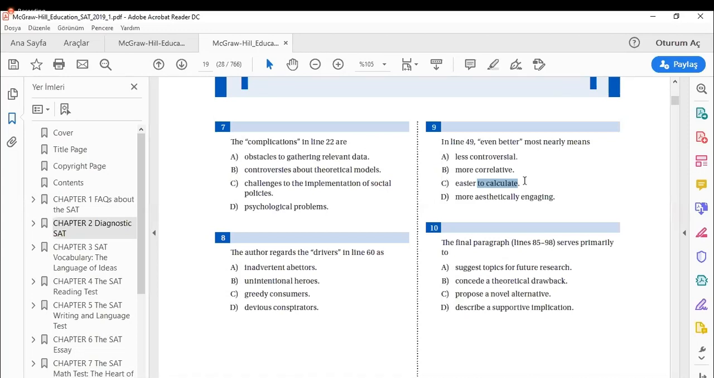So when we go back to the question, Zehra, what is the answer? Is it C? B, more aesthetically engaging? It has nothing to do with aesthetically, Zehra. I said C, easier to calculate. Closer, but not right. Easier to calculate, no, it's not related to calculation. Sir, I think it's B. More correlative. That means having a closer link. Now in the sentence it says.